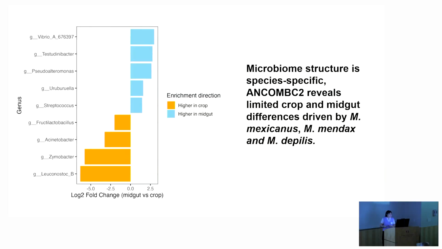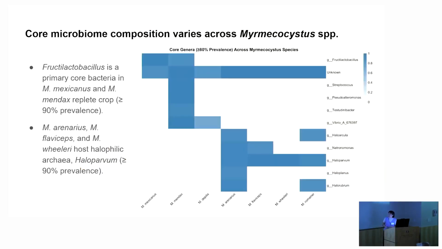Here we see that Leuconostoc, Zymobacter, Acetobacter, as well as Fructilactobacillus tend to be significantly higher in the crop. And when you look at the midgut, we see that Vibrio occupies it, Testinobacter, and a few others. And then I wanted to see how prevalent these taxa were across our species and samples.